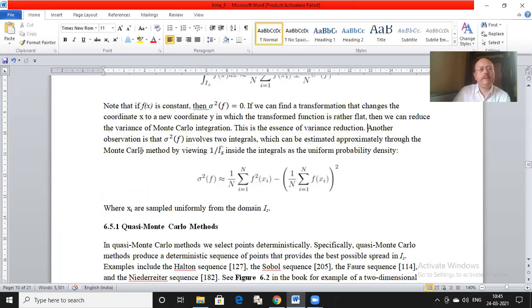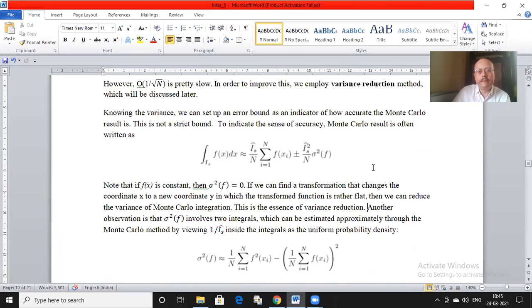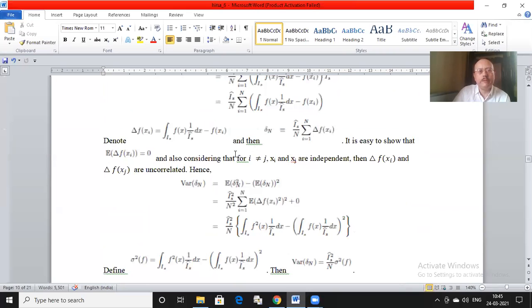Another relevant observation here is that sigma square f involves two integrals. Sigma square f actually has two integrals here.